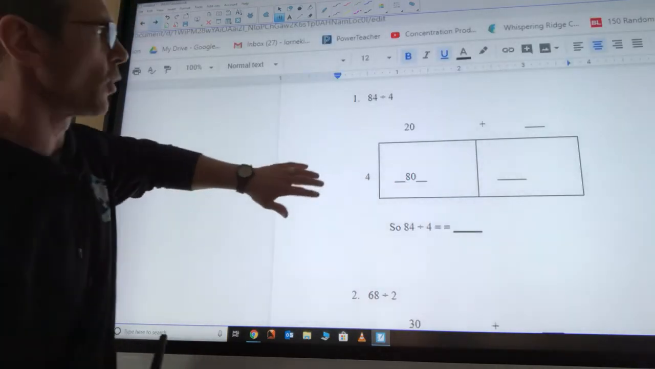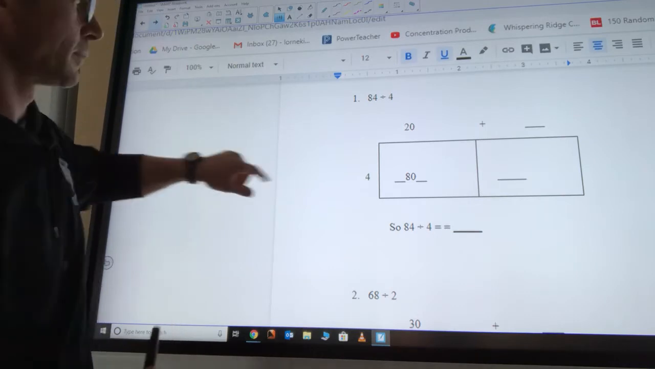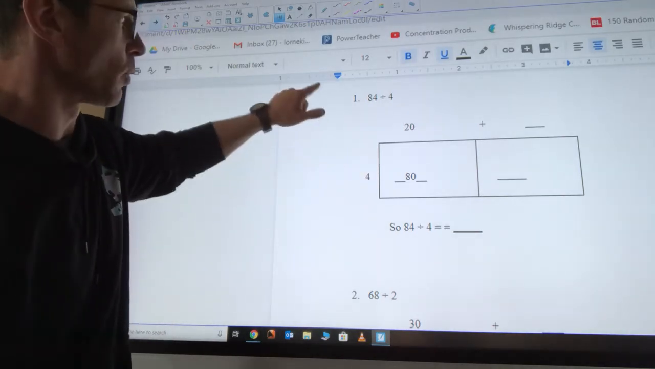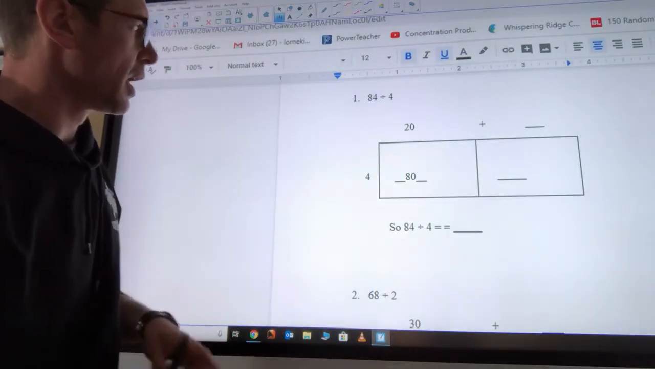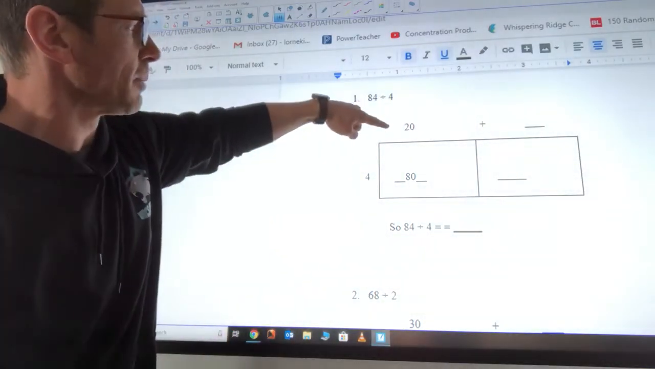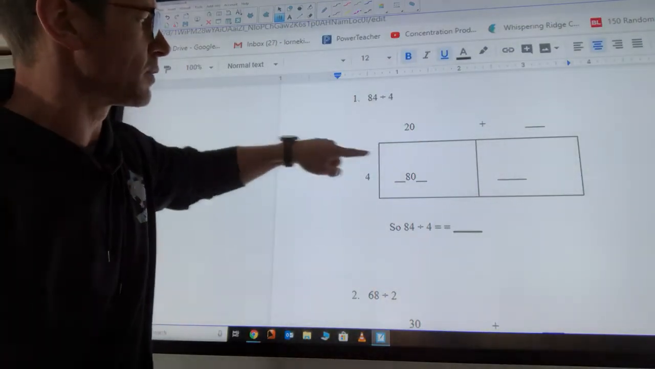So I have 84 divided by 4. If you go to the next page for number 1, let's do that one together, and then I'll give you guys time to do the rest of them on your own. So I've helped you out a little bit here. I've told you that 20 times 4 is 80.